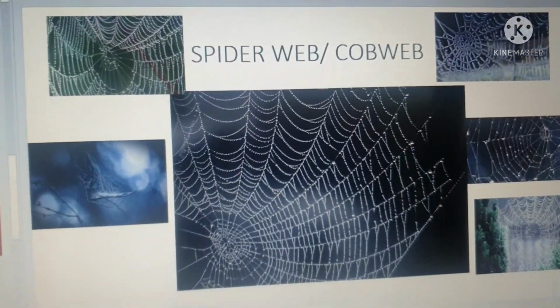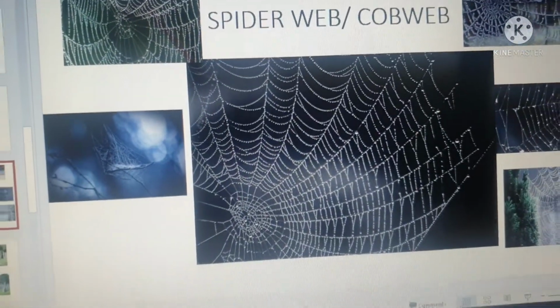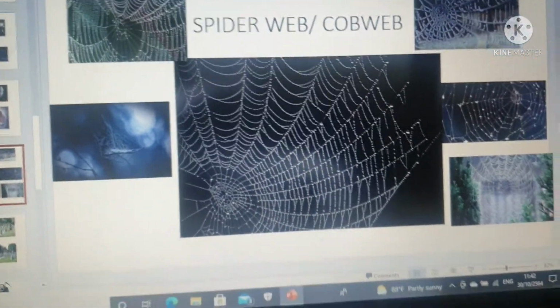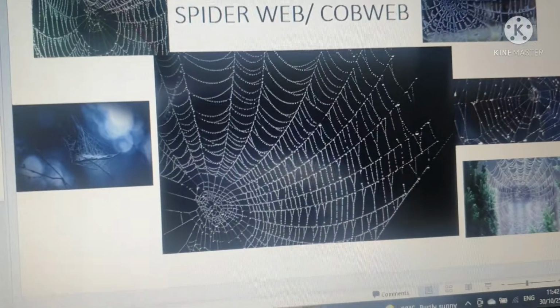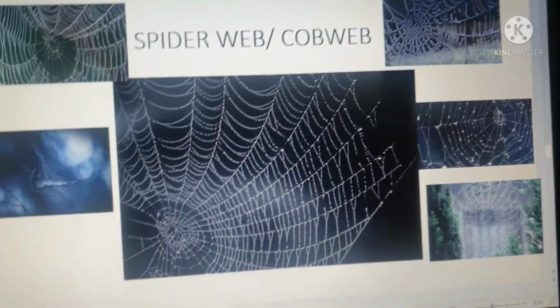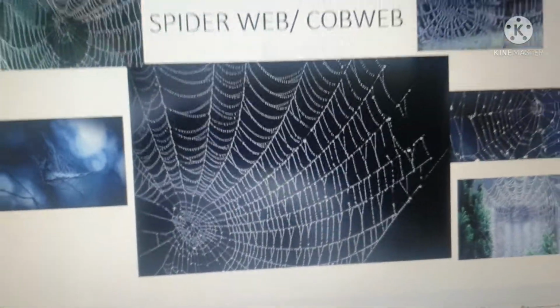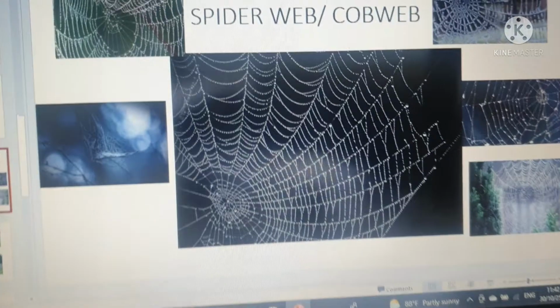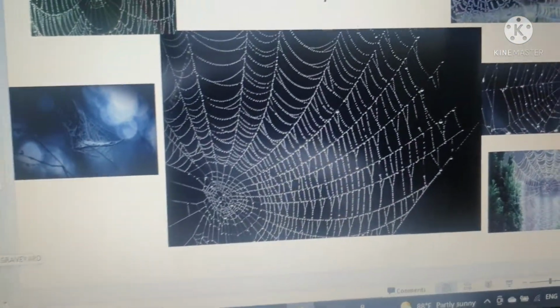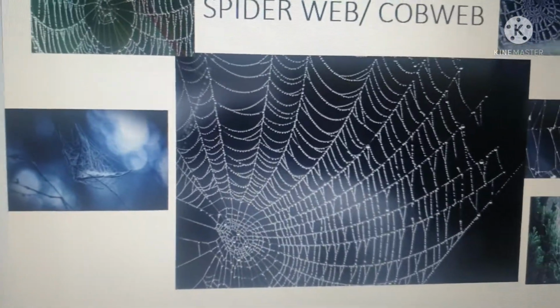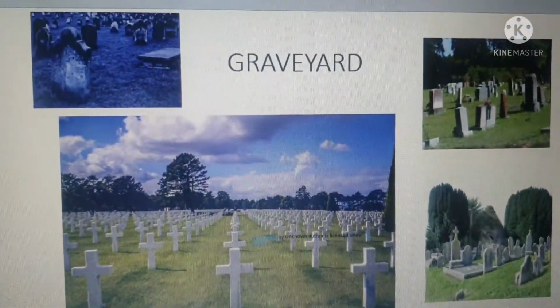Okay. This one is commonly known as a spider web or a cobweb. Okay. I think for American English, it's spider web, and for British English, it's a cobweb. Okay. Pero, isa lang ang ibig sabihin nun. Ito yun. It's a web. Spider web.